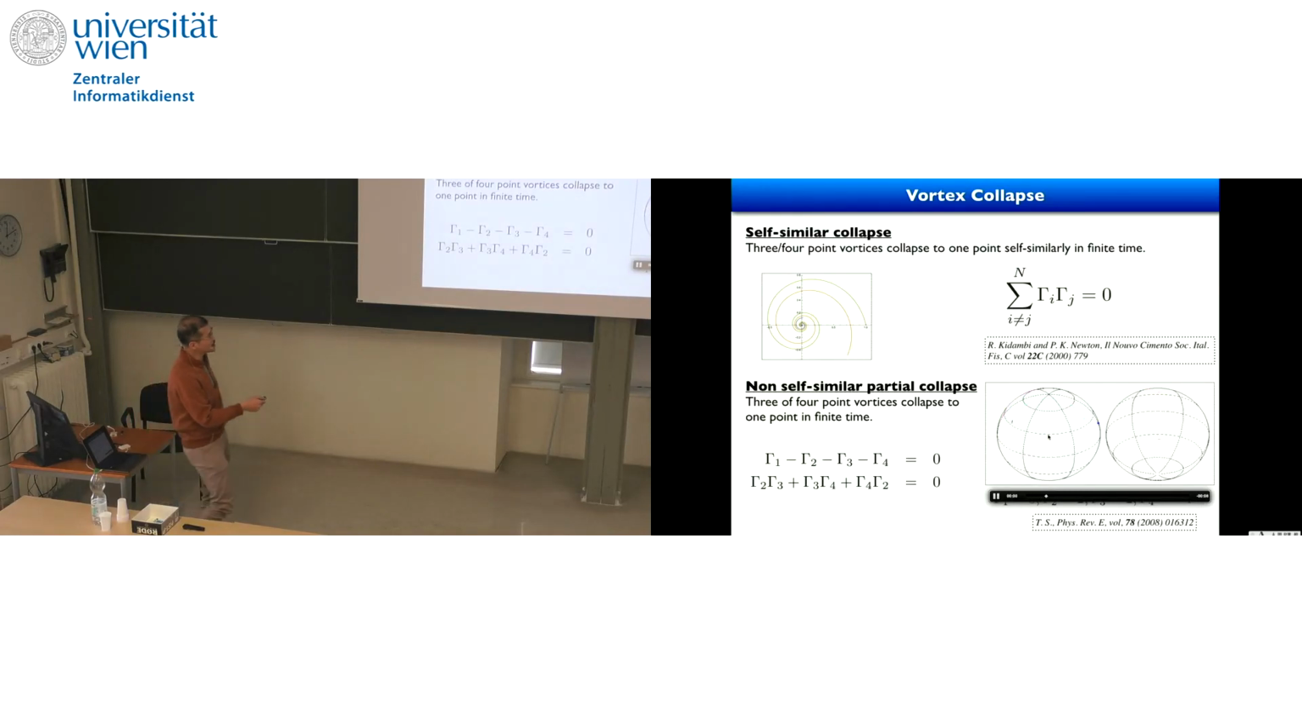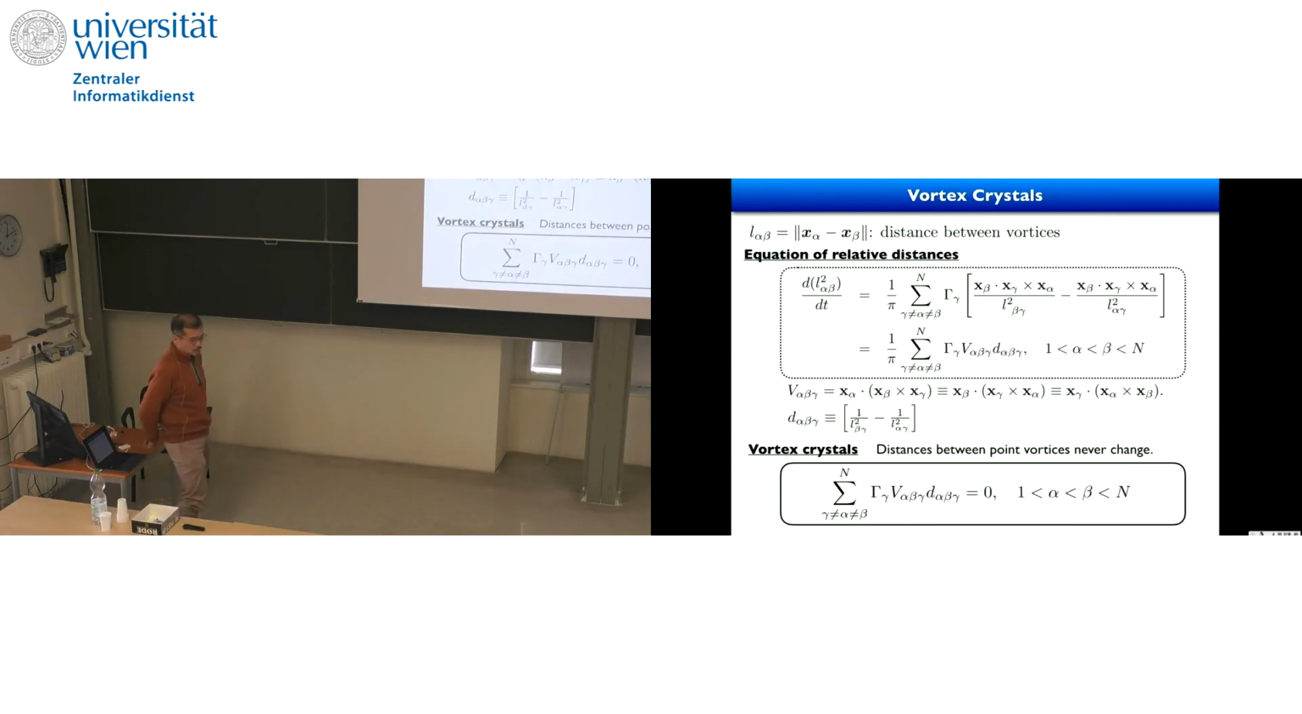The existence of this kind of collapsing solution is because the sphere is a closed surface. This kind of solution cannot be found in planar vortex dynamics. Okay, so these are very singular evolutions for the case of a very small number of point vortices. Okay, so this is enough.